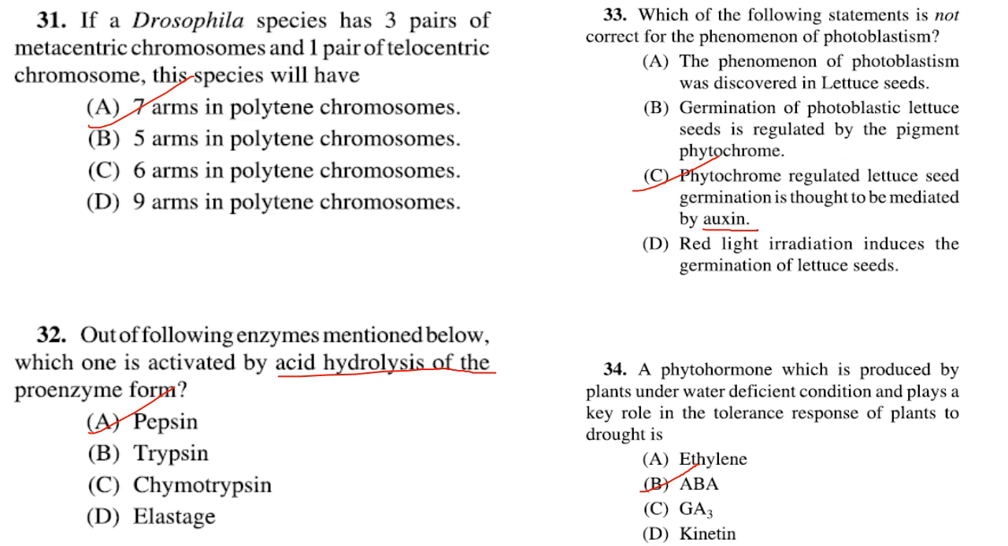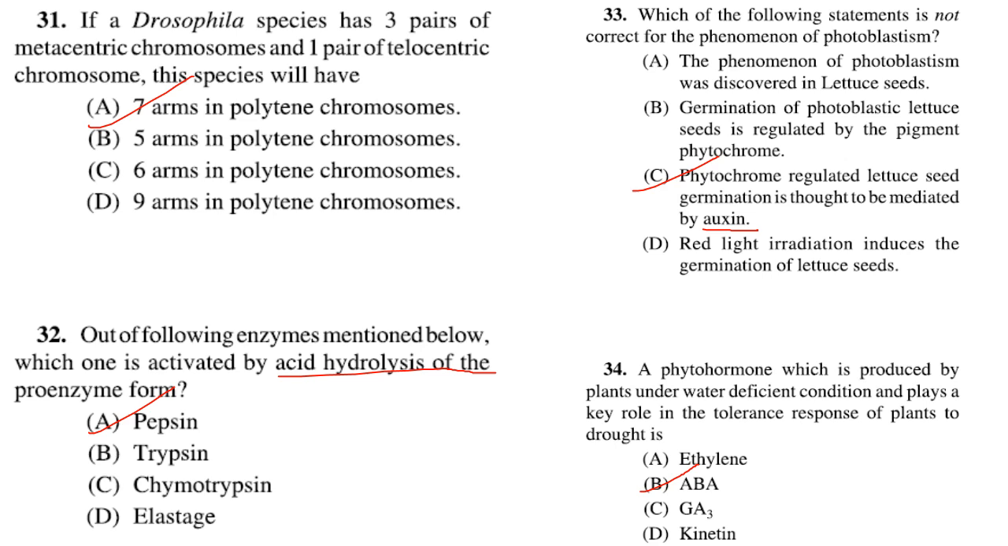Then next one. Out of the following enzymes mentioned below, which one is activated by acid hydrolysis of the proenzyme form? They have asked which one is undergoing acid hydrolysis of the proenzyme. Usually, the proenzyme is activated by protease hydrolysis, but here it is acid hydrolysis. So, acid hydrolysis is for pepsinogen to get converted to pepsin. So, answer is option A.